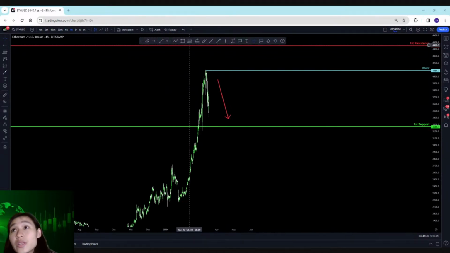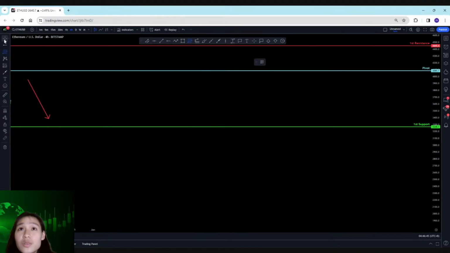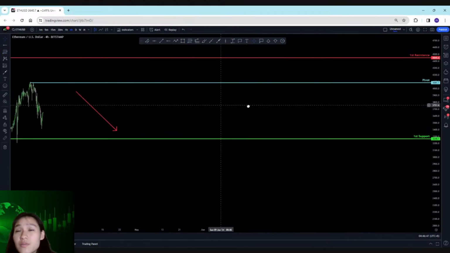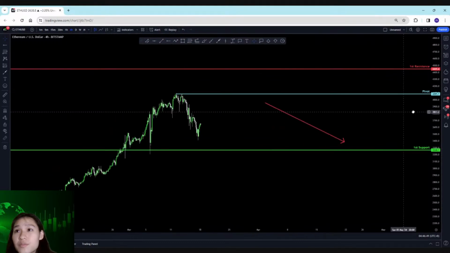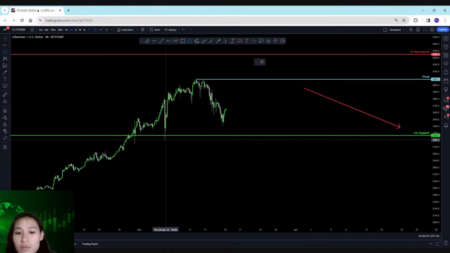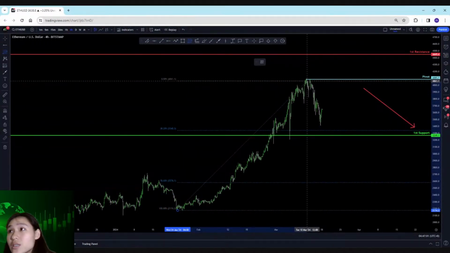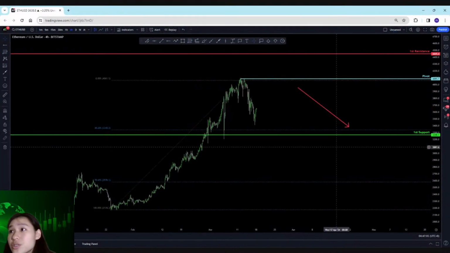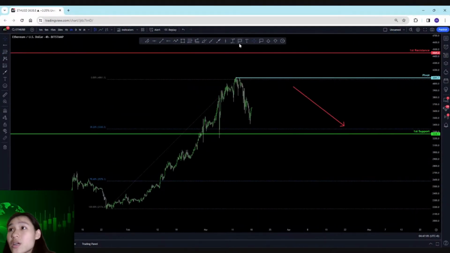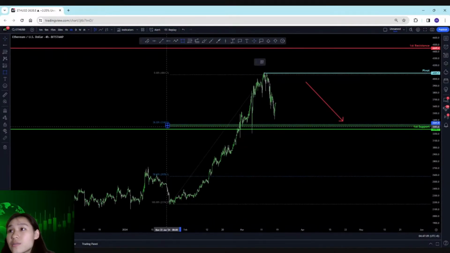Okay, so to support this, again, I'm gonna go in with my Fibonacci levels. Okay, so I have one here. You can see our 38.2 lines up with our first support. Okay, over here.